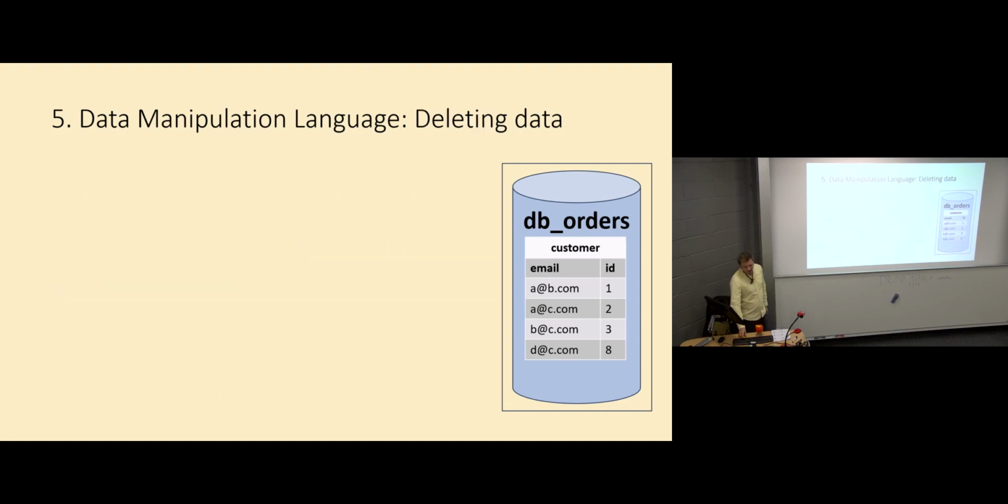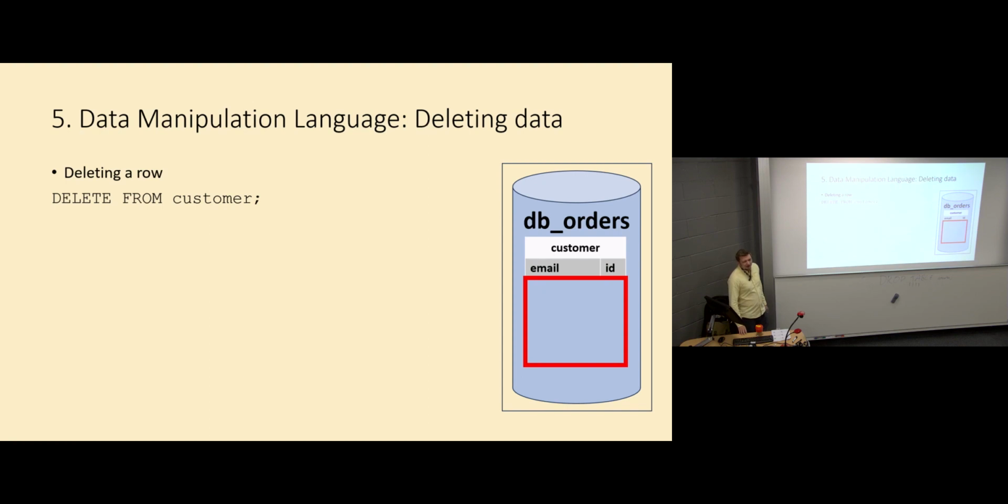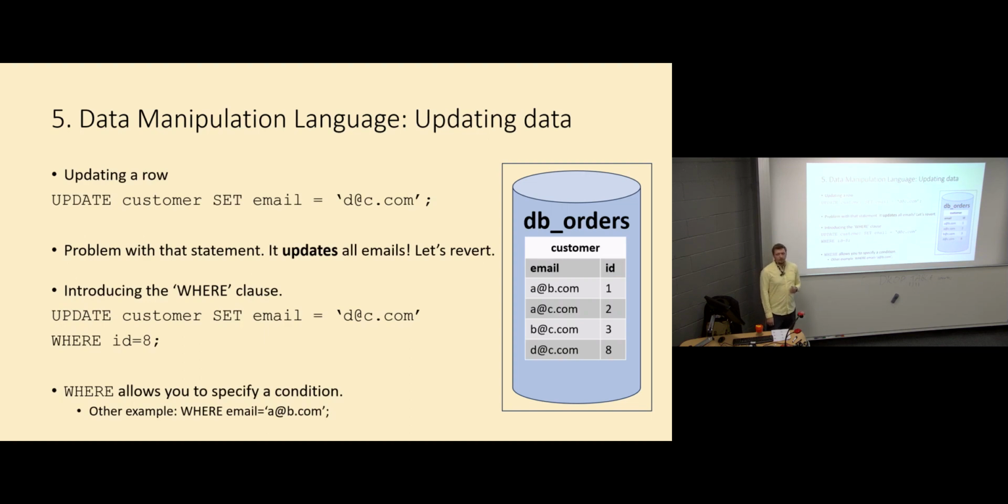Deleting data. Delete from customer. If we have four IDs with the value 8, and there is only one row where the email is empty, and we have to update only that one, how can we do that?